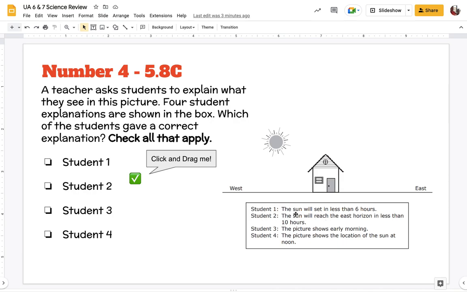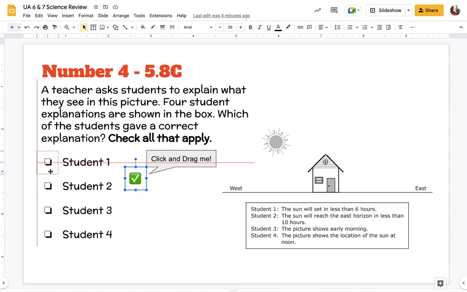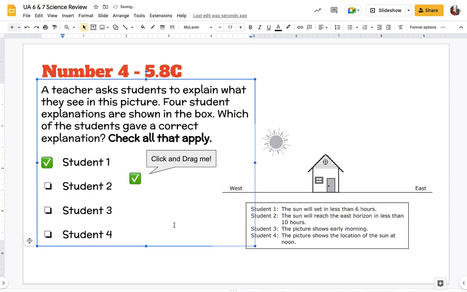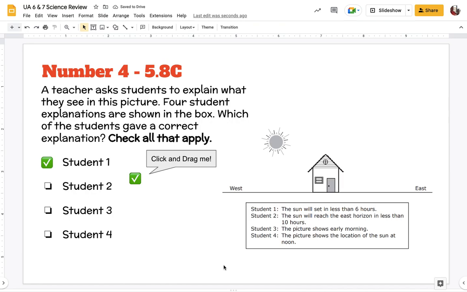And then you have student 1. The sun will set in less than 6 hours. Well, if this is 3 o'clock, sun usually sets around 7, 8-ish, somewhere in there, about 7 o'clock. So is that probably true going from 3 to 7 o'clock? Is that less than 6 hours? Yeah, that one is. So we're going to take our check mark and drag it to student 1 and leave it there. Ta-da! That was it. So this one only had one correct answer on it.